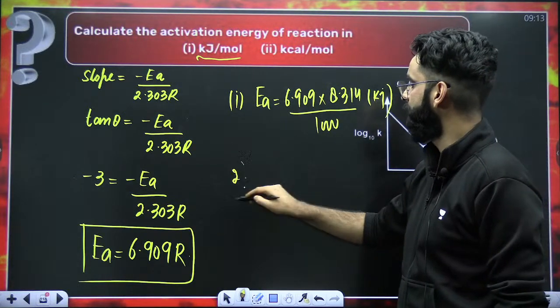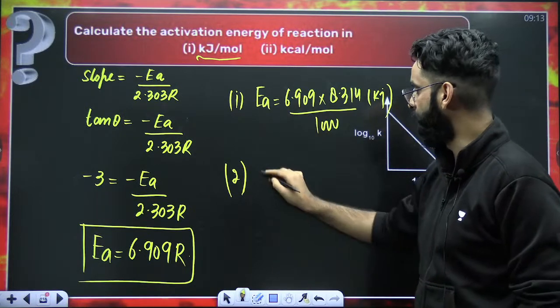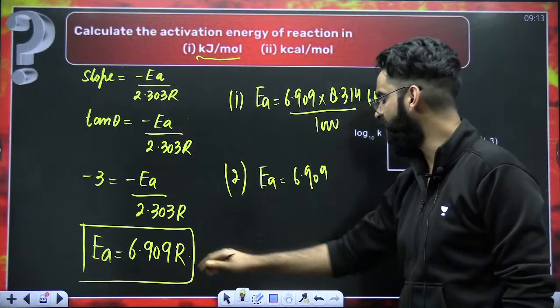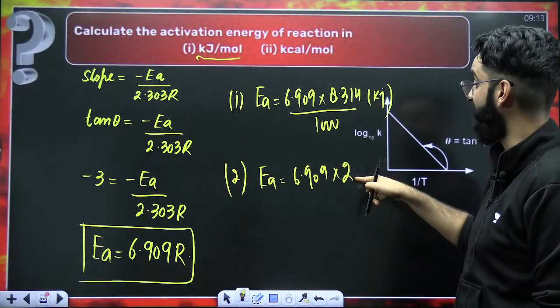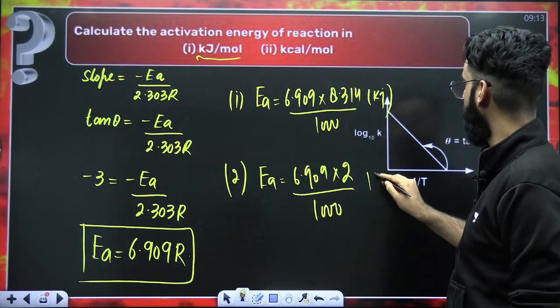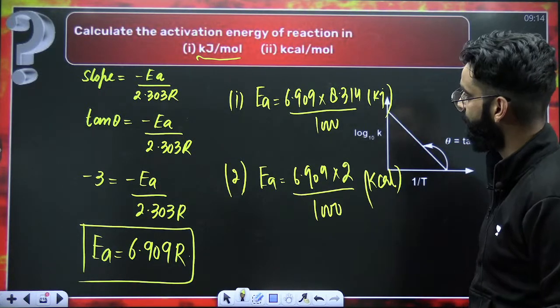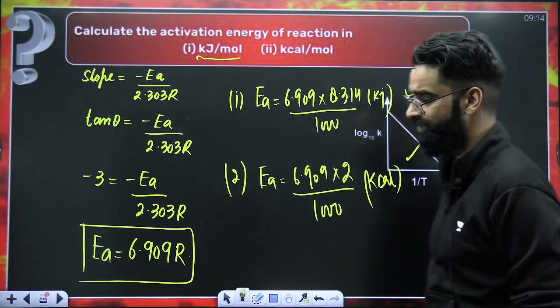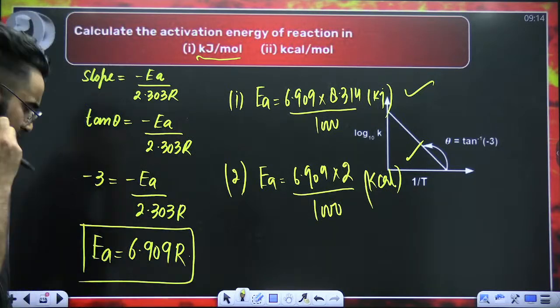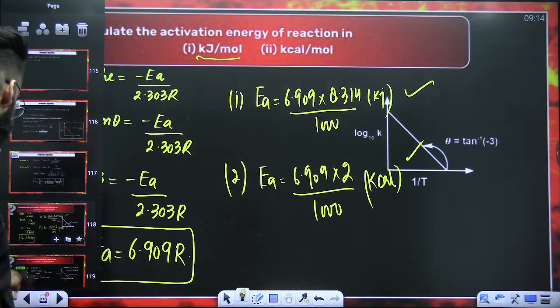The second question, get the answer in kilocalories per mole. Activation energy has to be equal to 6.909, right? The R value you'll be writing as 2 calories per Kelvin per mole. This whole term right now will be in calories. Now divide by 1000. Now this answer is going to be in kilocalories, right? So both equations are done and dusted. It is just by looking at the slope that you solve the equation. Simple.